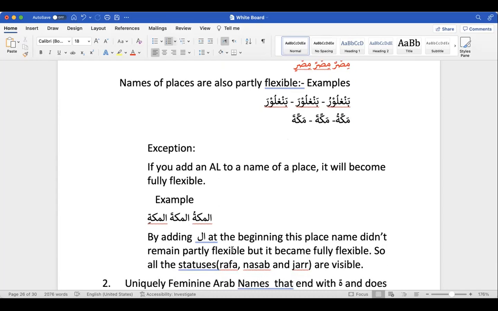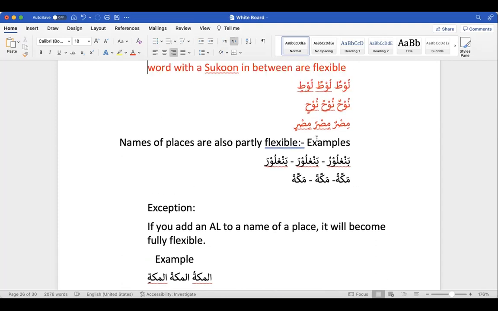Okay, so remember this rule. So far what we have studied, any non-Arab name is partly flexible, except the 3-letter ones. Except the name which is of 3 letters, and plus there is a sukoon on the middle letter. Otherwise all the non-Arab names are partly flexible. They can only take 2 harkats. They will not show the majroor harkat, kasra, in the majroor status.